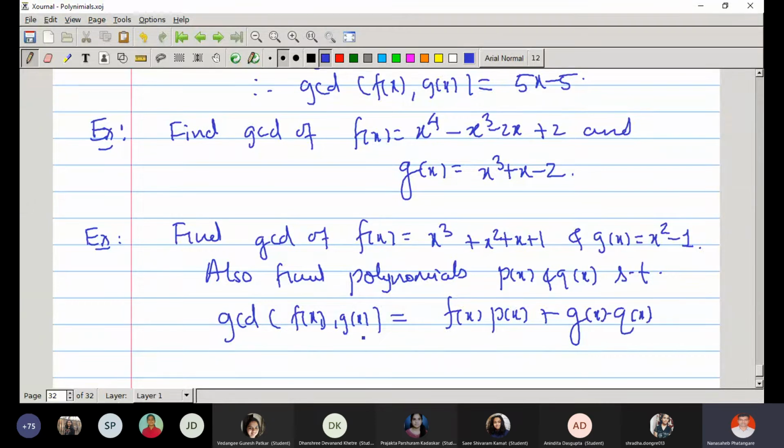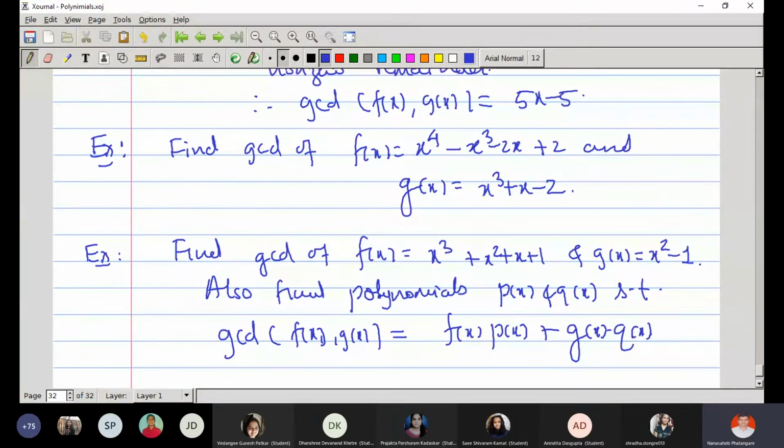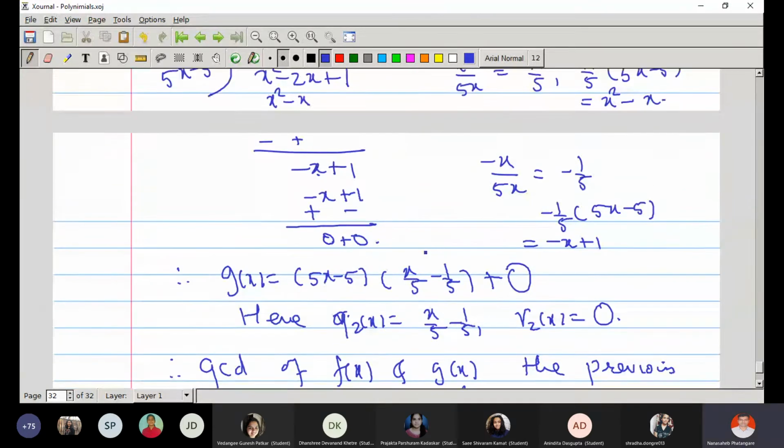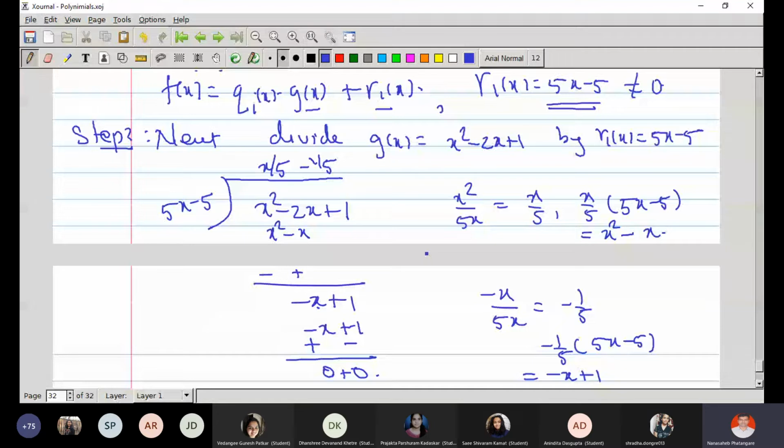Can we express 5x minus 5 as a combination of fx and gx? So, follow the reverse steps. That's exactly similar to integers.